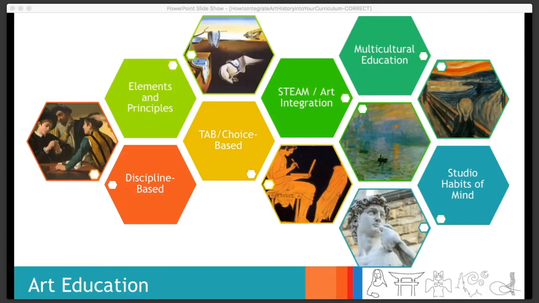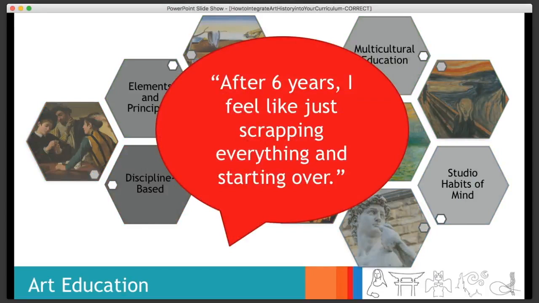We had lunch. And one of the things that she said is, I think it might've been the first time she'd gone to a conference. I'm not sure, but she had been teaching 6 years. And one of the things she told me in that presentation was, after 6 years, I feel like just scrapping everything and starting over, because she went to one session that taught her this way of teaching. And then she went to another session that taught her another way of teaching. And then she went to another one that taught her this other way.